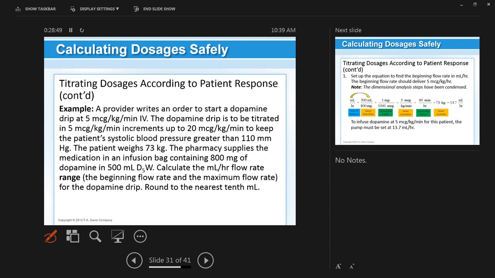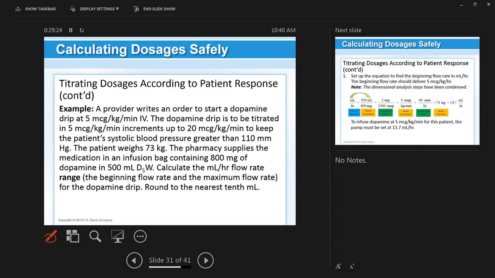Our example for this problem would be if a healthcare provider writes an order to start dopamine at 5 micrograms per kilogram per minute IV. The dopamine drip is to be titrated in 5 micrograms per kilogram per minute increments up to 20 micrograms per kilogram per minute. We want to titrate medications like dopamine that are used for the heart because it can cause too rapid of a change in vital signs if we would just all of a sudden start them on 20 micrograms per kilogram per minute.